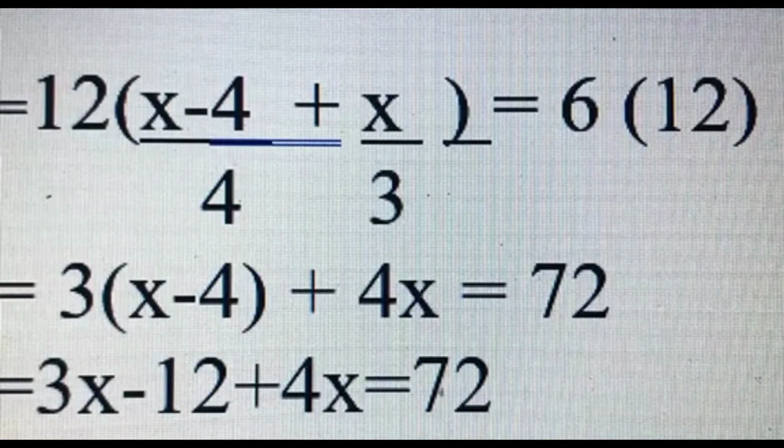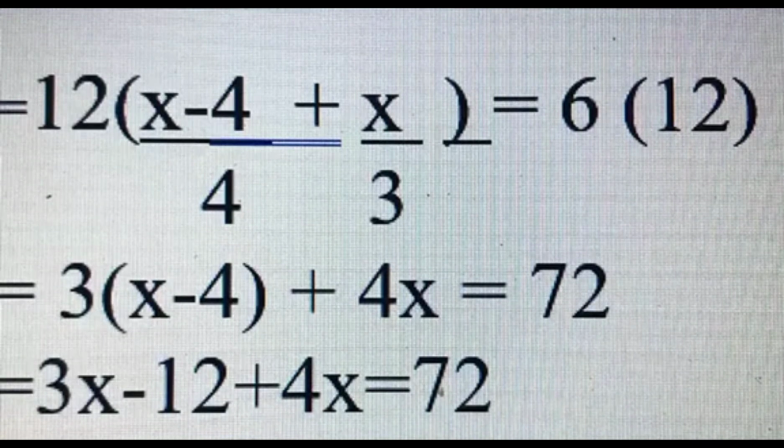Then multiply it respectively. So 12 divided by 4 times x minus 4, the answer will be 3 times the quantity of x minus 4, plus 12 divided by 3 is 4, times x. It will be 4x. And then 6 times 12 equals 72. So as you can see, there is a parenthesis left and we are going to multiply it.